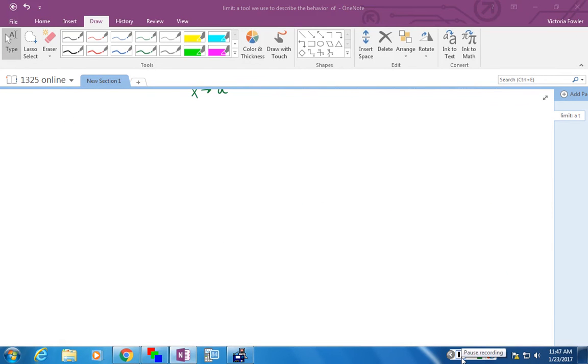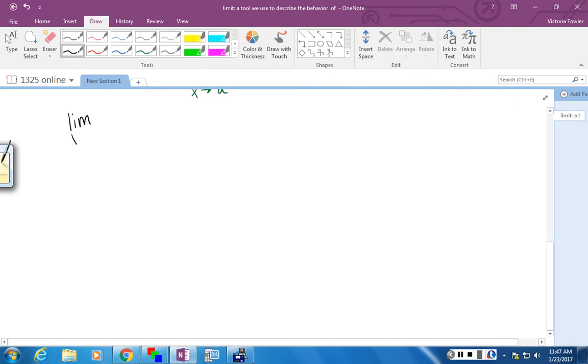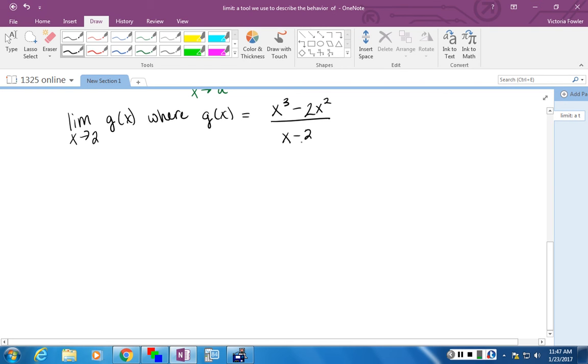Okay, so now let's take another example. Let's find the limit as x approaches 2 of the function g of x, where g of x is defined as the rational function x cubed minus 2x squared all over x minus 2. So a couple ways that we can do this, and you've already seen it, is we can use a table of values to see what happens as we get closer and closer to the x value of 2. We can use a graph, and I'm also going to suggest that we use some algebra.